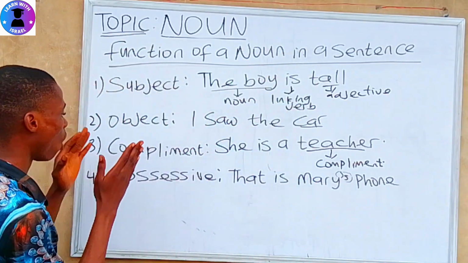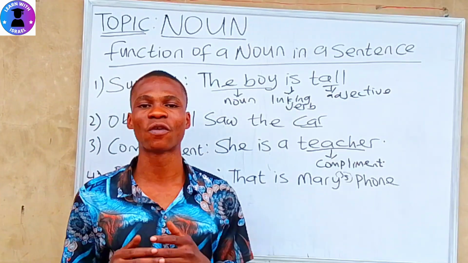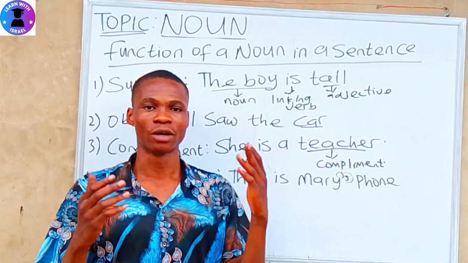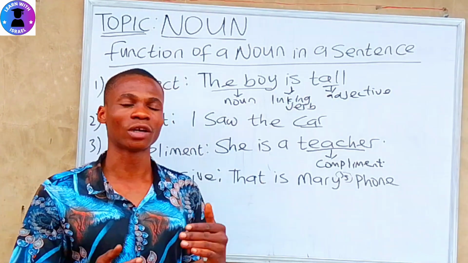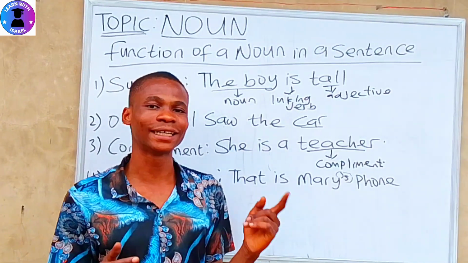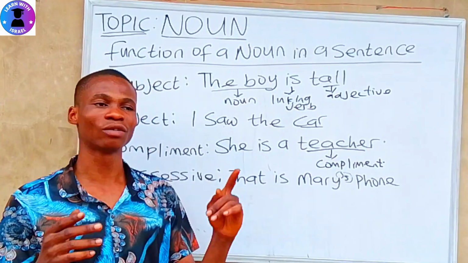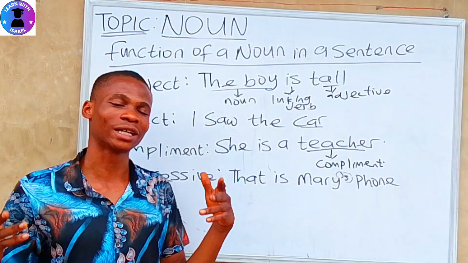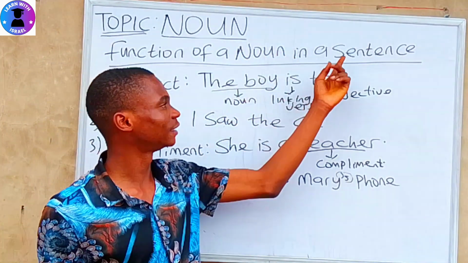We have subject, object, complement, and possessive. For those learning, what have we done so far? We've treated what a noun is. We talked about the types of noun, where I mentioned that we have 7 types. After that, we talked about the rules of pluralizing. But before that, I explained that we have singular noun and plural noun. Singular means one item, while plural means more than one item. It can be 2, it can be 3, it can also be 4. So we now talked about the function of a noun in a sentence.